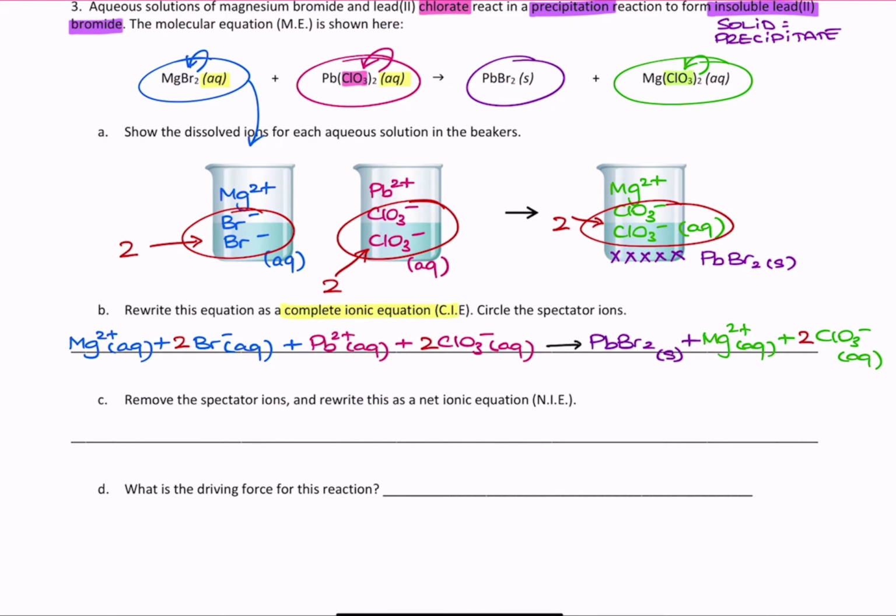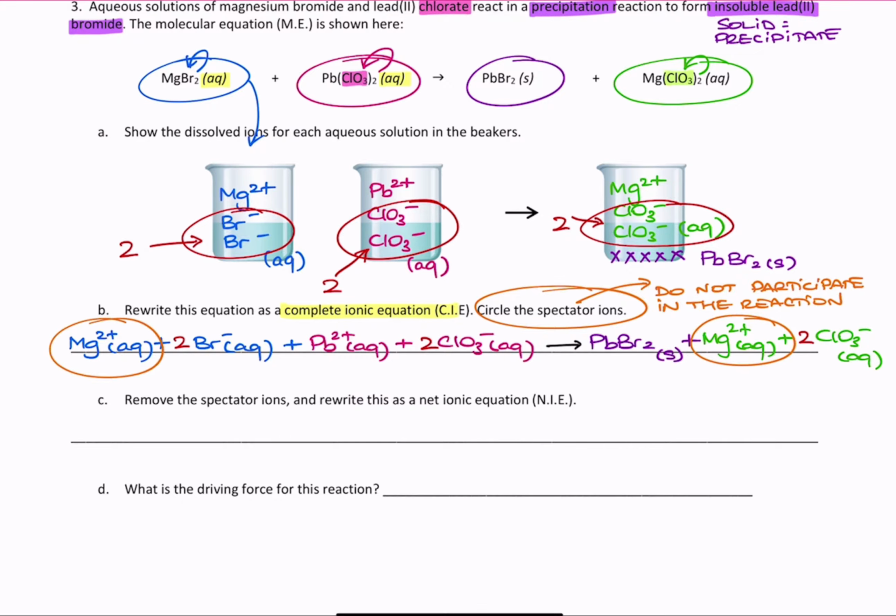We need to now circle the spectator ions. So what are the spectator ions? Those are ions that do not participate in the reaction. So they will be the same on each side of the equation. So let's look for them. We observe that we have magnesium here and magnesium here, 1 spectator ion, 2 chlorate ion here, 2 chlorate ion here, other spectator ions. Okay?